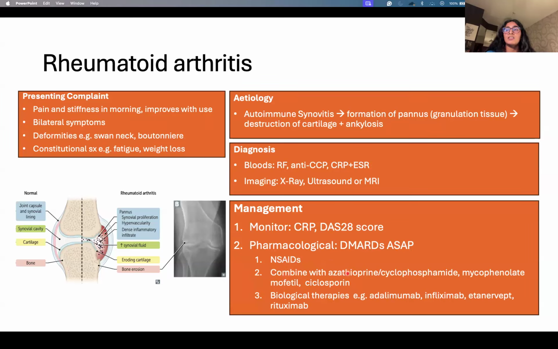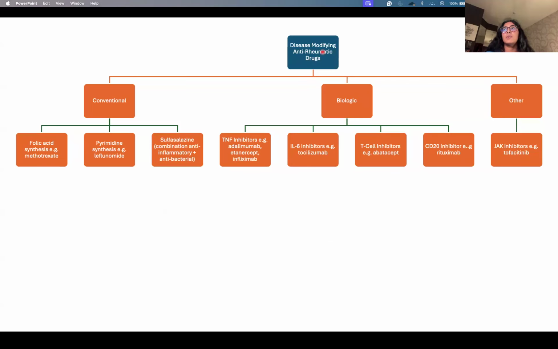So you're doing NSAIDs plus some other important DMARDs that we're going to talk about now. You can split them into these three sections. Conventional, biologic, and JAK inhibitors are kind of on their own. In terms of conventional, the first thing that you might have heard of is methotrexate. How that works is by stopping folic acid synthesis. What that does is decrease the activity of T cells. It decreases the activity of quite a lot of cells. It's a pretty strong immunosuppressant.